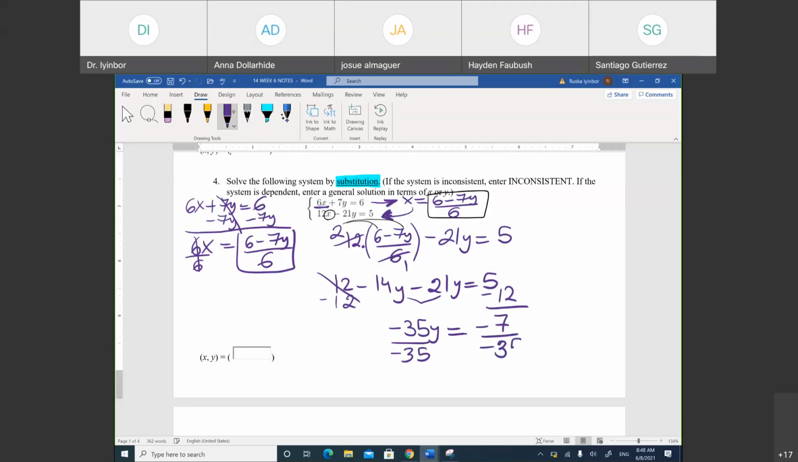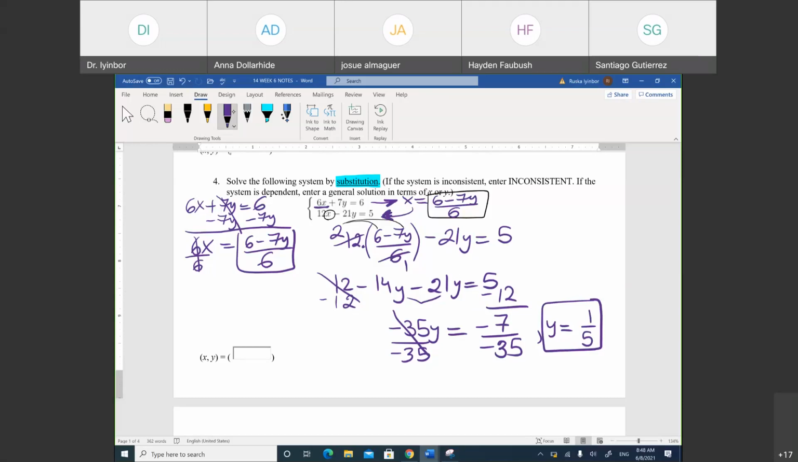So we get y equals, what is y equals? Negative over negative, it's positive. I can divide by 7 up and down, so it's going to be 1/5. So y is 1/5, right? So after we find y, we're going to plug it back into one of the equations, and you're going to find x. Now here, when you plug back, it's easier to plug back into the substitution over here.